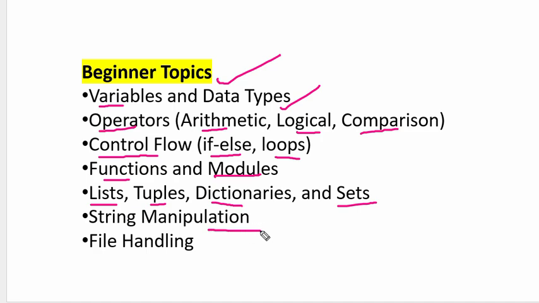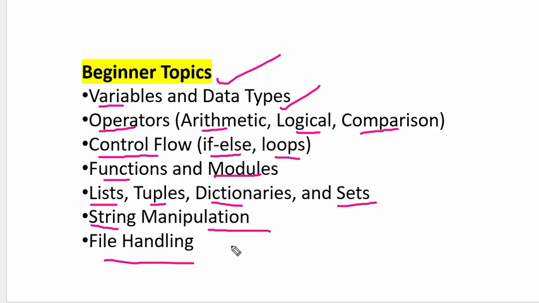After that, string manipulations. This one is also important because everything is a string, whatever we are writing. Next topic is file handling. File handling means if you have any files with some data content, that time you need to grab the data from a PDF, sometimes an Excel file, sometimes a text file. So you need to handle these things with the help of programming. So these are the beginner topics.